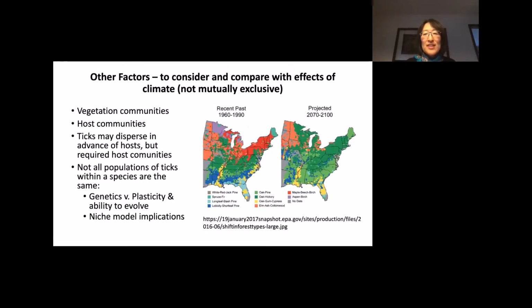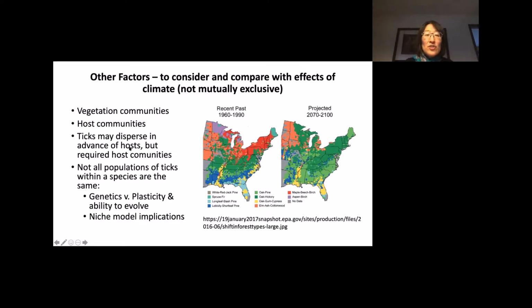I just want to end by saying that even though we can see how climate change might affect the biology and therefore survivorship and maybe even pathogen transmission cycles, other factors might be more important. And so we know that climate change might also affect vegetative communities and host communities. Those will be on a different time scale potentially.